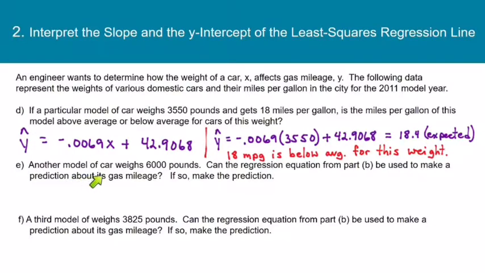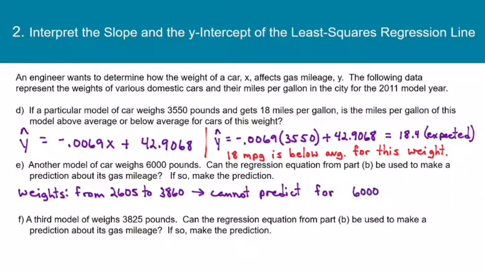And then it says another model of car weighs 6,000 pounds. Can the regression equation from part B be used to make a prediction about its gas mileage, and if so, make the prediction? Well, if you look back at the data, you'll see that the weights in the table range from 2,605 to 3,860. So 6,000 is well outside the range of this data. Therefore, it would not be a good idea to use this regression equation to make a prediction of a car with a weight of 6,000 pounds.